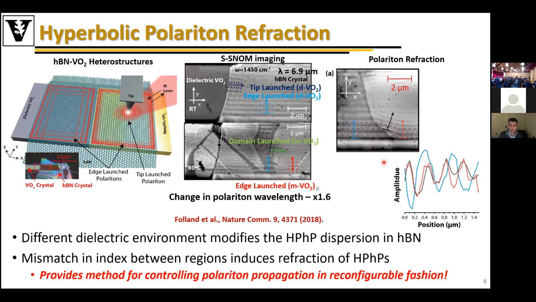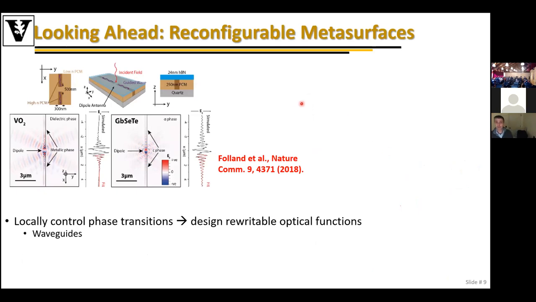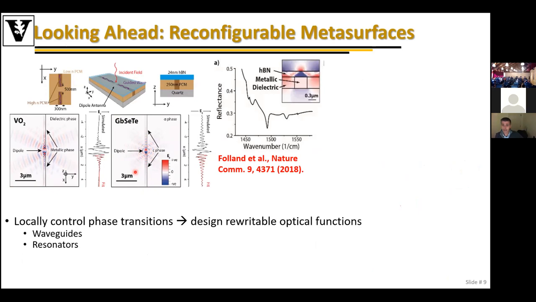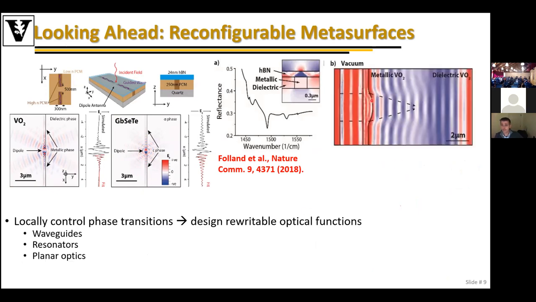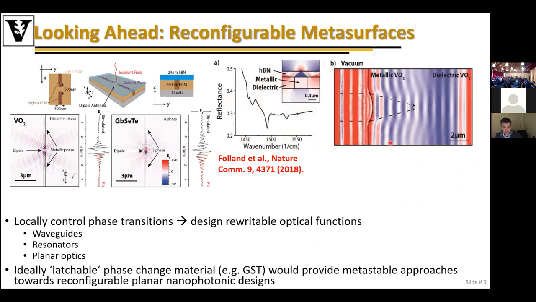refractive optics and refractive optic concepts in planar systems that could potentially be employed for a broad range of different applications, specifically in the form of reconfigurable metasurfaces. In that same paper, we proposed that you could use this, especially with GST, which is a latchable phase change material, to realize waveguides that could be written and rewritten, localized nanostructures, as well as focusing lenses, all on a planar surface simply by inducing local domains of metallic and dielectric systems.